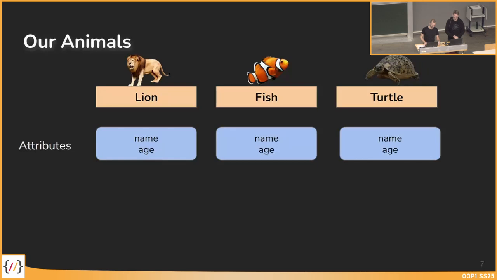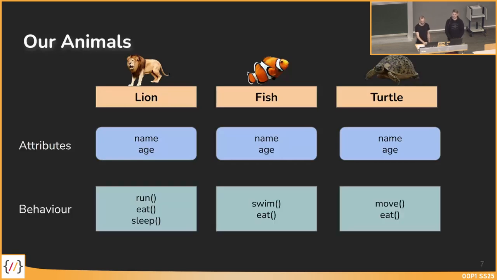All of them have specific attributes. So all of them have a name and an age, okay? It's the same for all of our animals. And they have behavior. So the lion can run, eat, and sleep. The fish obviously cannot run, but can swim and eat. And the turtle can also not run, but move and eat. So there is some behavior that is similar, so they all have to eat at some point, but move, swim, run, and sleep are not similar. So they are different, but some behavior is similar.